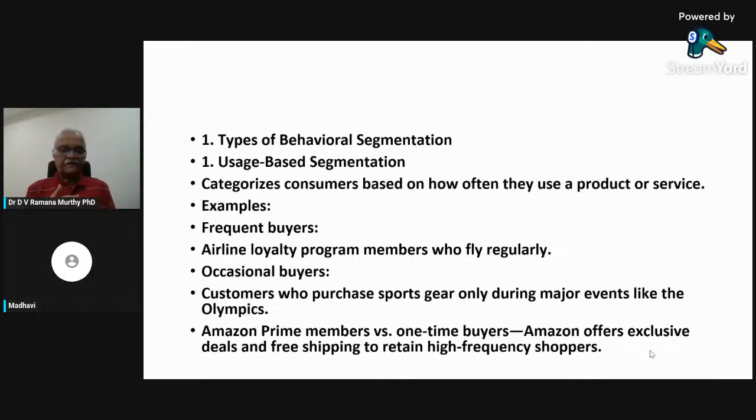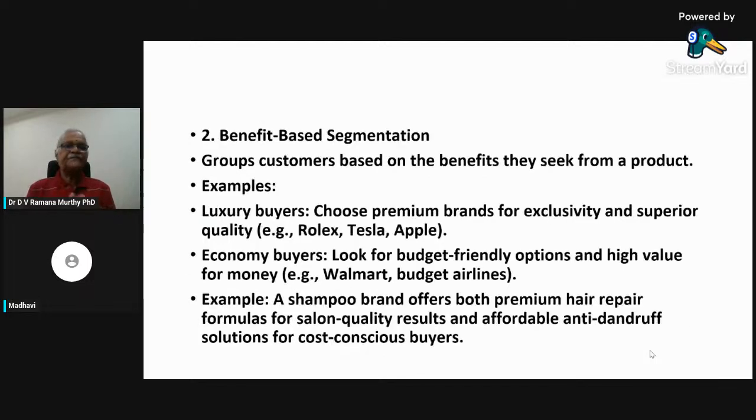Say, for example, Amazon Prime members versus one-time buyers. Amazon tracks regular buyers and offers exclusive deals for them. And for online one-time buyers, you need not give any cushion to them because they anyway buy at a particular time. So that's how it goes. So first, types of behavior segmentation is based on usage, either frequent or occasional. Frequent must be given some sort of a cushion. Occasional, no need.